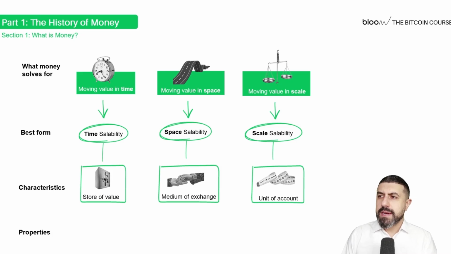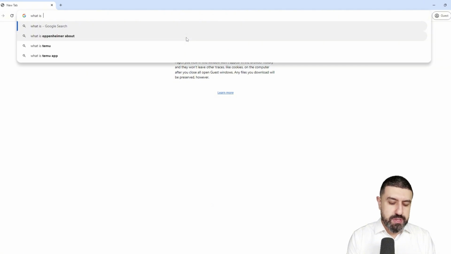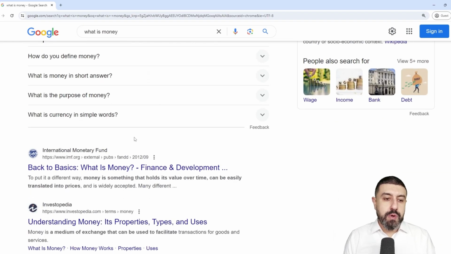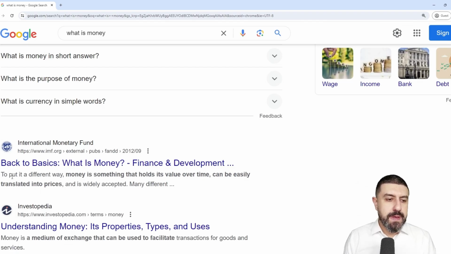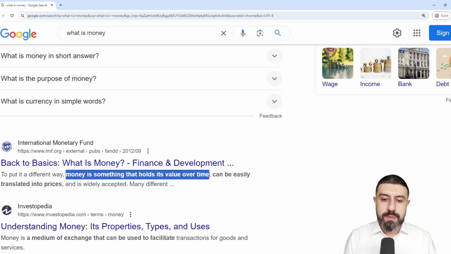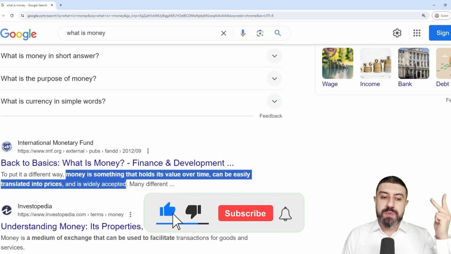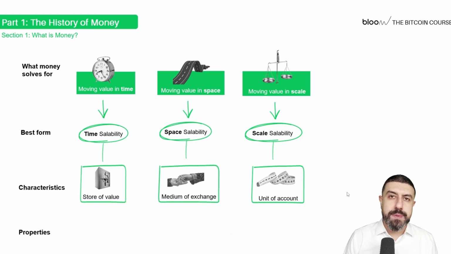Now, if you go on Google and you just search for what is money, you'll often get the characteristics of money. So let's take a look at this one, International Monetary Fund. To put it a different way, money is something that holds its value over time. So that's store of value. Can be easily translated into price. So that's unit of account. And is widely accepted. So that's medium of exchange. So often when you are searching for what is money, you get the characteristics of money.